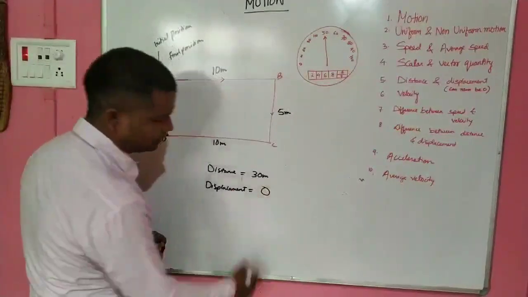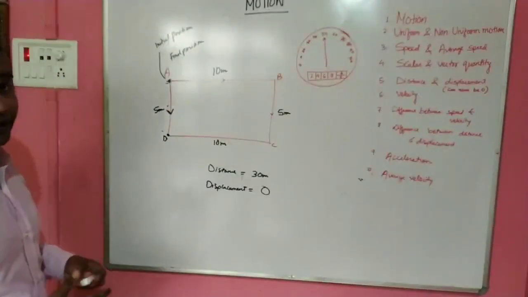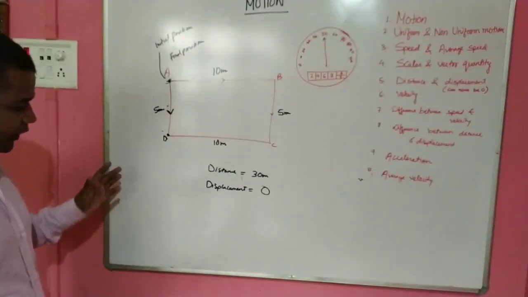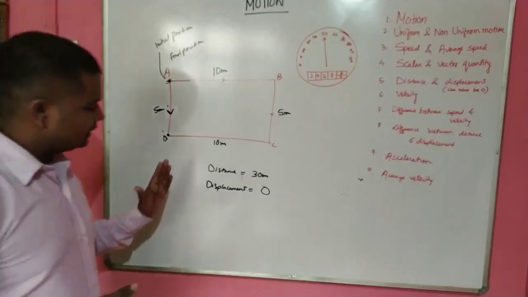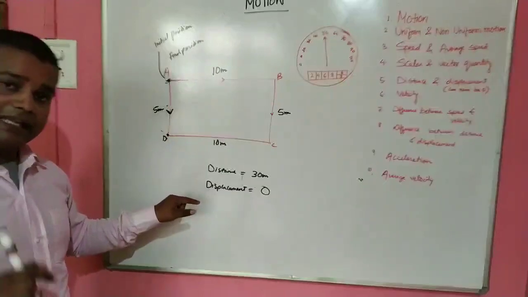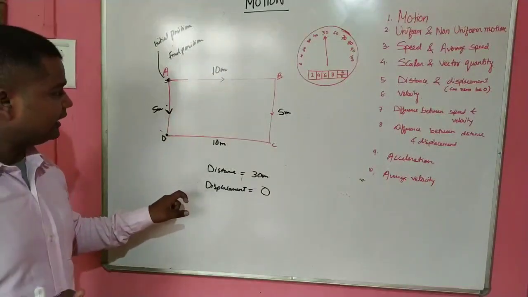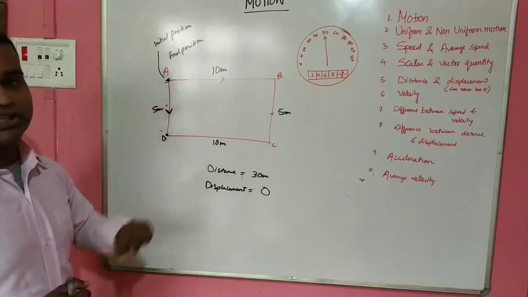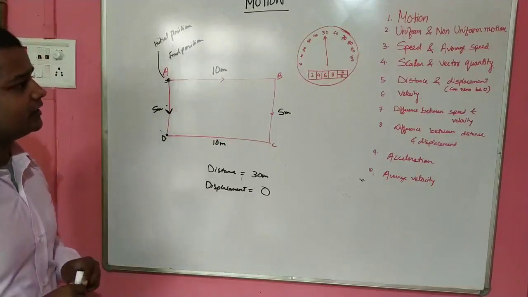So what will be the displacement? The displacement will be 0. So what we notice here is that distance can never be 0, but displacement can be 0 in case when the initial and final position coincide, right?